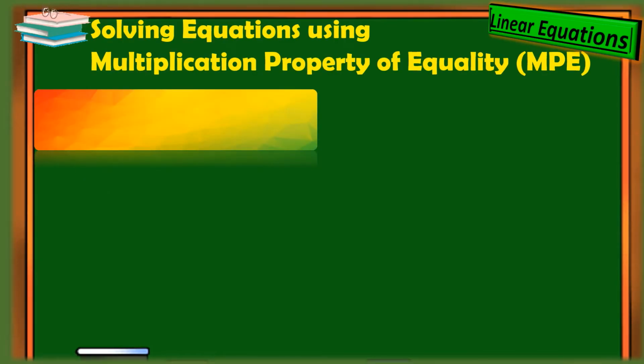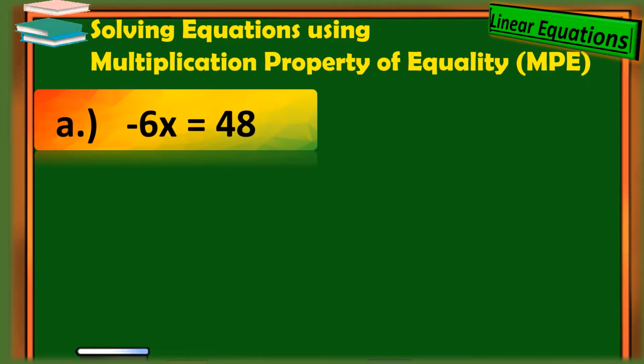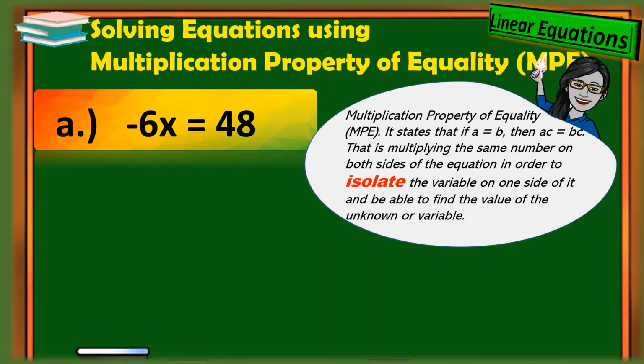Okay, next is solving equations using multiplication property of equality or MPE naman daw. Okay? So, ang first natin ay negative 6x is equal to 48. So, kung naalala ninyo, multiplication property of equality states that if A is equal to B, then A times C is equal to B times C.